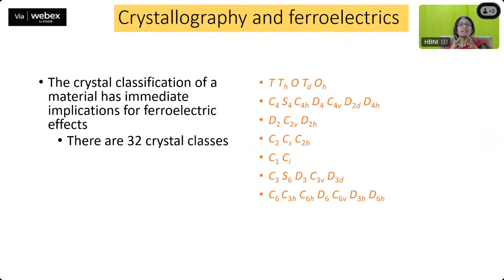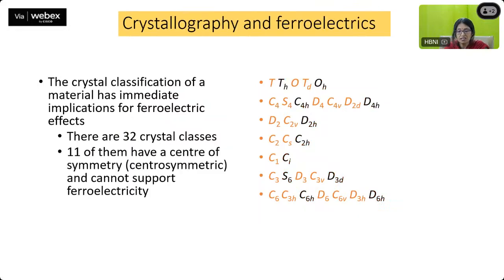So now there is a very good relation between crystallography and ferroelectrics. So the crystal classification of a material has immediate implication for ferroelectric effects. You know, there are 32 crystal classes. All these crystal classes have been taught to you in the first couple of lectures, if I remember correctly. So all these different kinds of 32 crystal classes are there. Now, few of them I have marked with black.